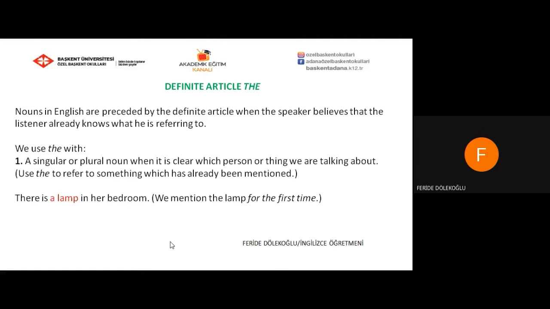there's a lamp in her bedroom. We use a here because we mentioned the lamp for the first time. Look at the second example. The lamp is next to the desk. Now, I have already mentioned the lamp. I'm talking about a specific lamp. That's why I use the before the noun.